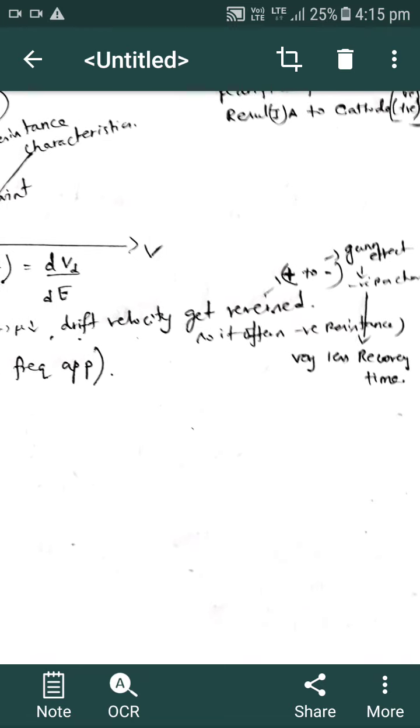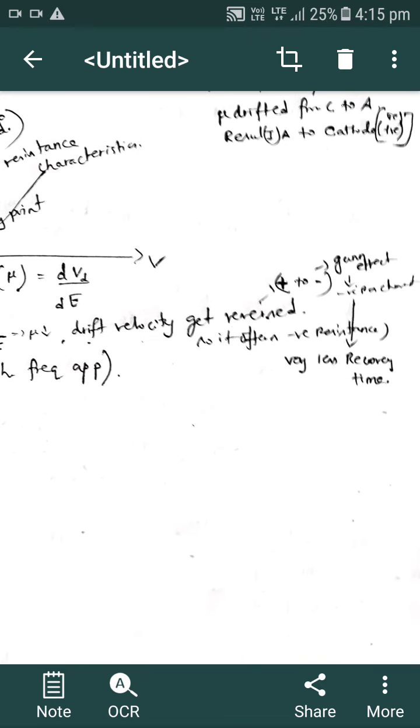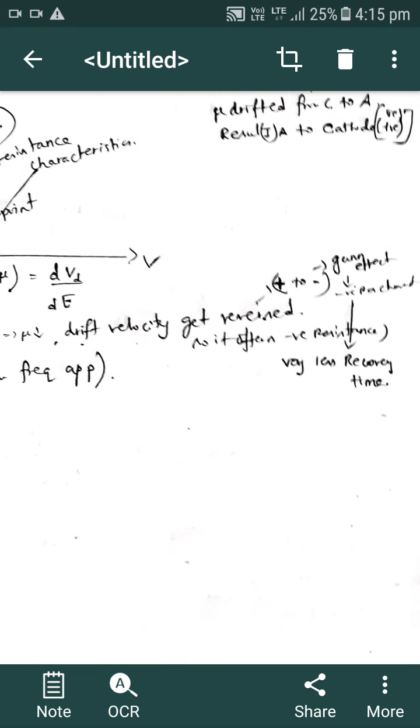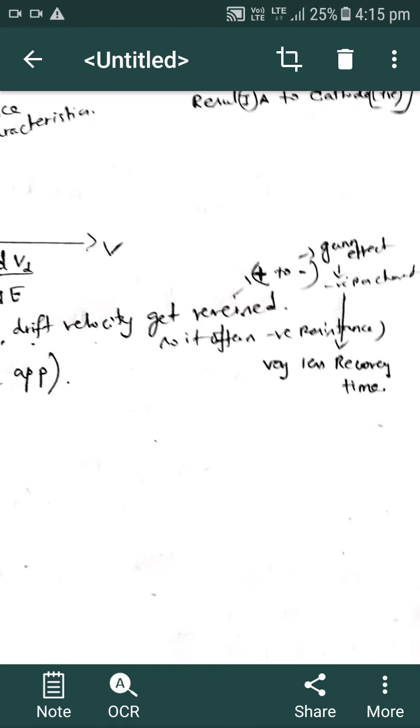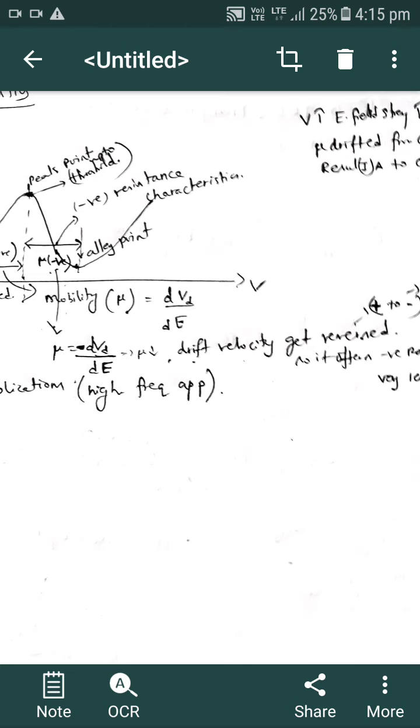This negative resistance characteristic is what we call the Gunn effect. Earlier in the basic information I said that the working of the Gunn diode is based upon the Gunn effect. The Gunn effect is nothing but this reversing of mobility from positive to negative. Due to this Gunn effect, the diode has a very short recovery time, and due to this we use it in high frequency applications.